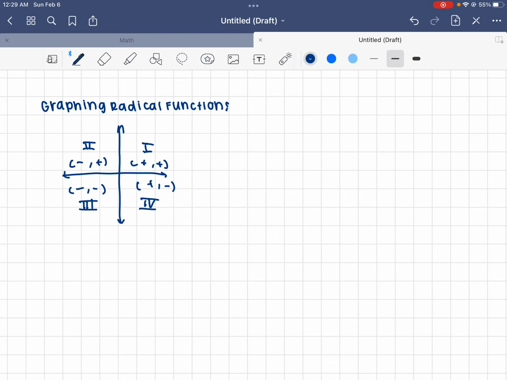So let's start with our parent function, y equals square root of x. And it's going to look like this. I'm going to write another function. So I'm going to write y equals negative square root of x. So we can compare how our knowledge of the quadrants can help us.